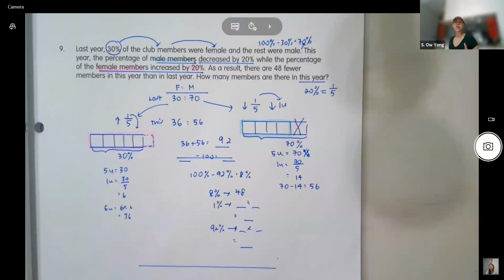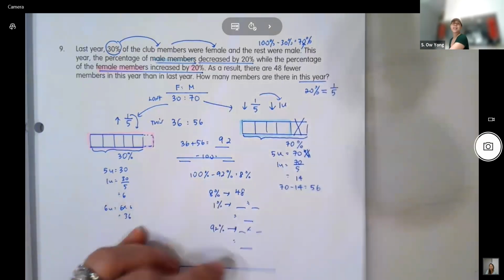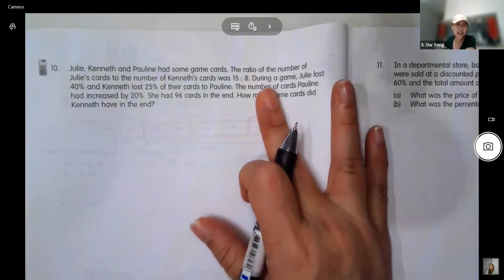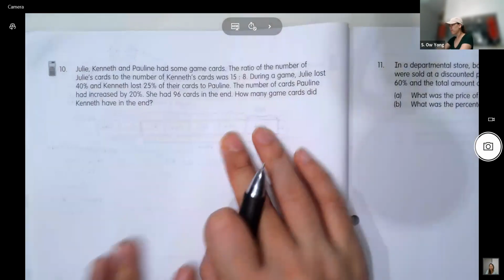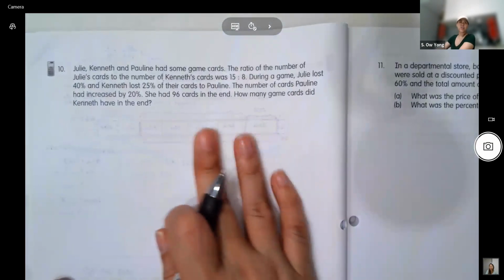Question 10. Of course, if you are tired, you can pause, go and take a break, drink some water, and come back again. Because as we proceed, this question 10, question 11 are all your 4-5 mark questions. We are not going to skip it. We are still going to learn it because it's possible that you are going to see it and you still need to solve. Okay, let's press on.